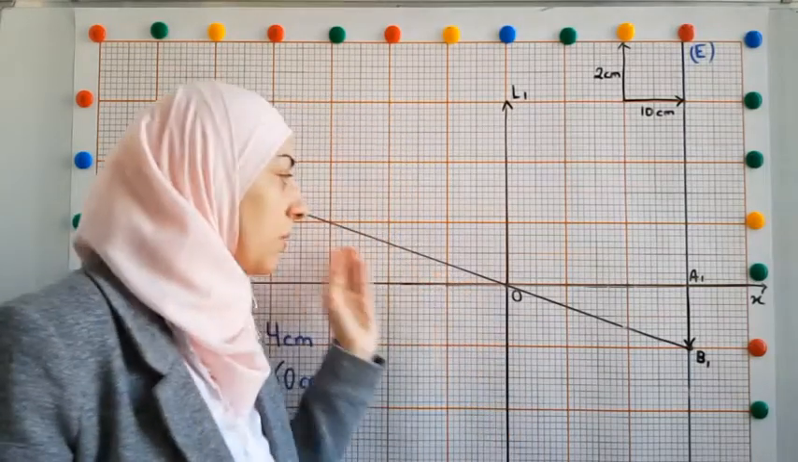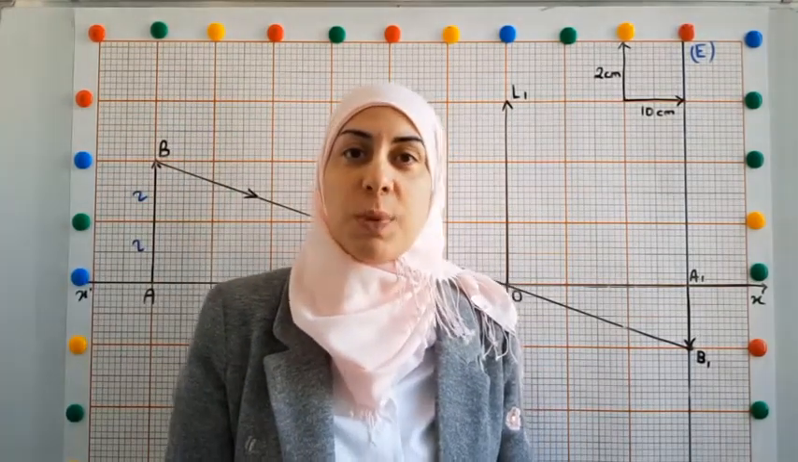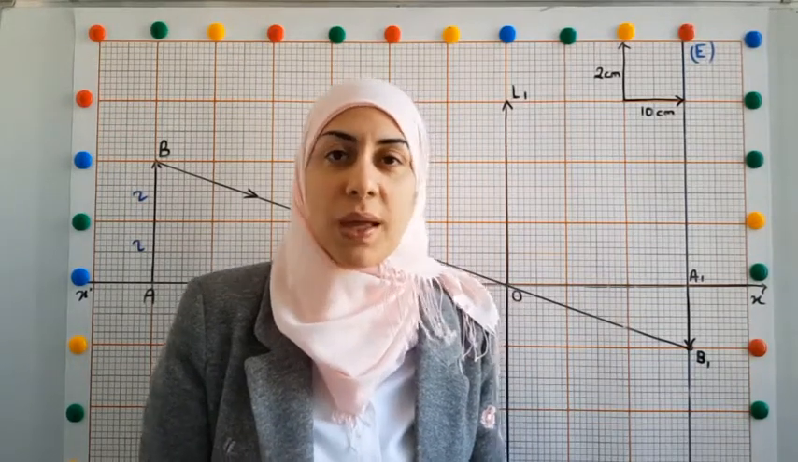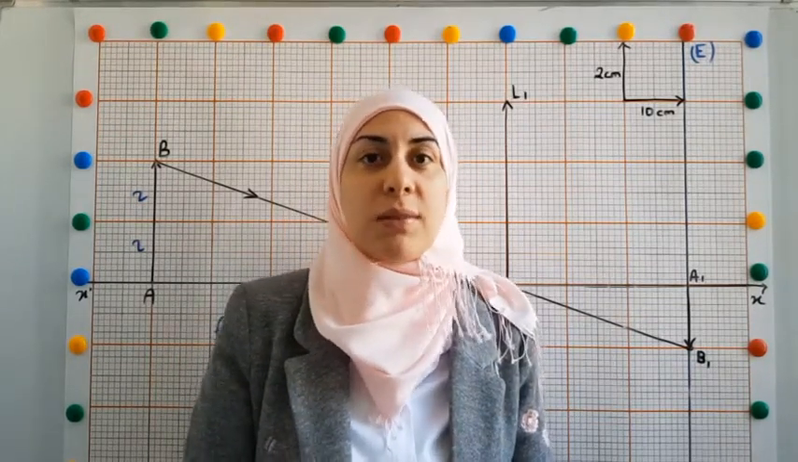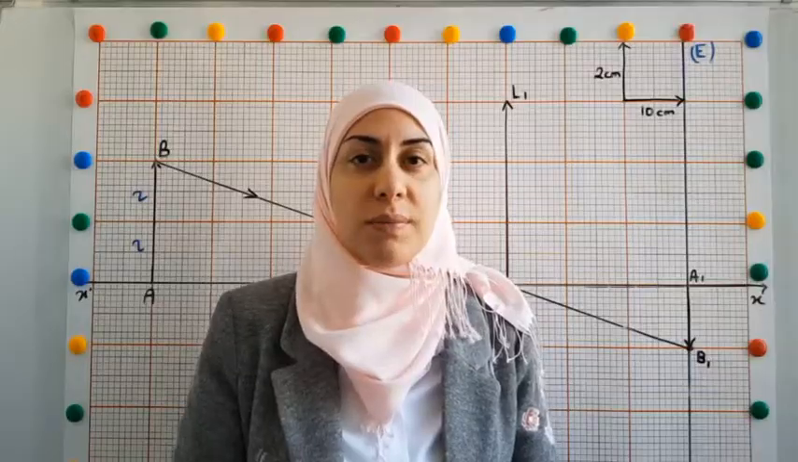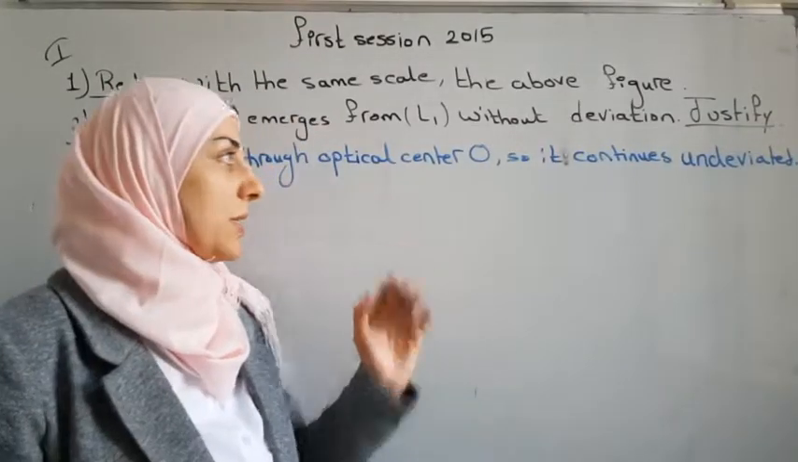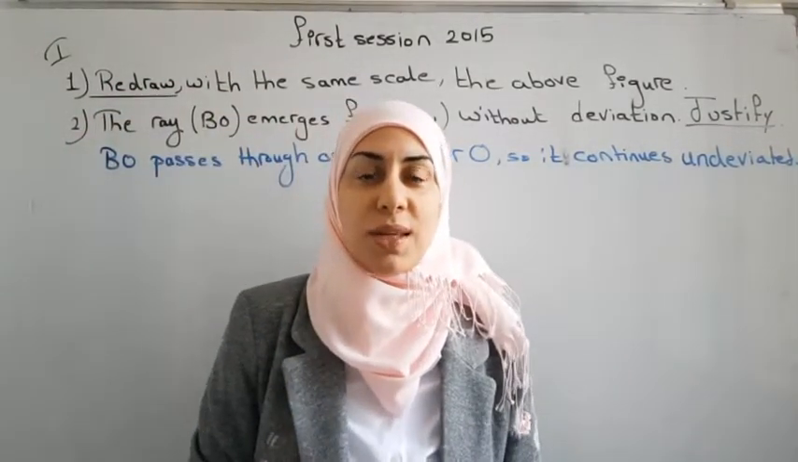The ray BO continues undeviated because it passes through the optical center O. Any ray that passes through the optical center O continues undeviated. The ray BO passes through the optical center O, that's why it continues undeviated.